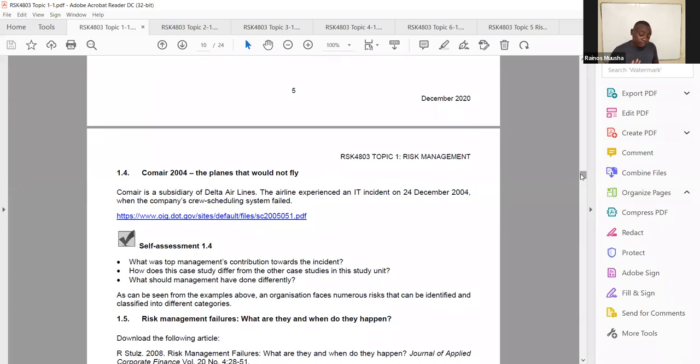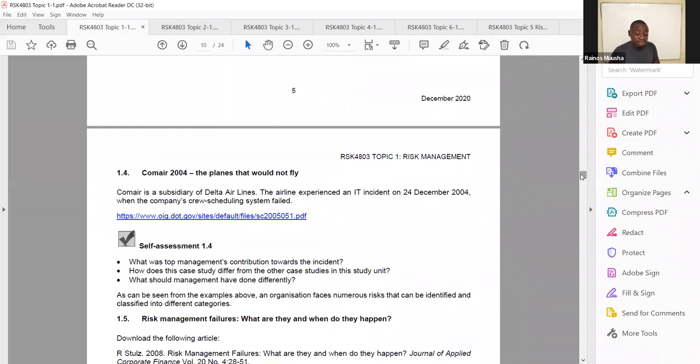So for study units 1.1, 1.2, 1.3, 1.4, you can go through them to understand cases where risk management failed, but don't expect these four study units to come in the exam. In the exam, they either give you a certain concept that they want to examine you on, or they give you a case study, and based on that case study, they ask you questions.